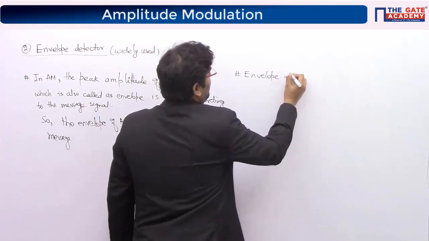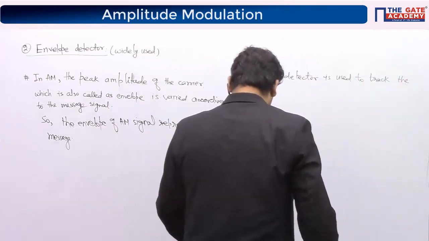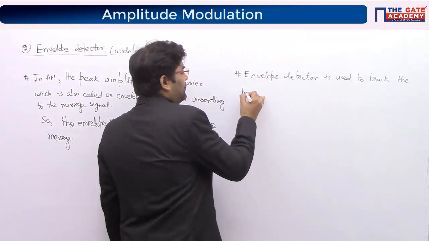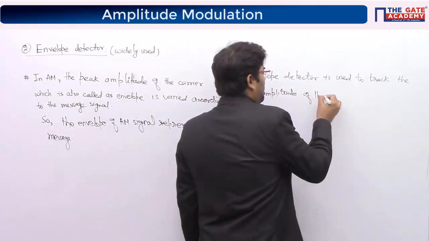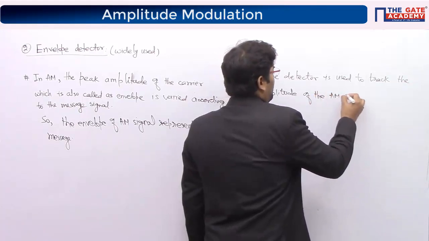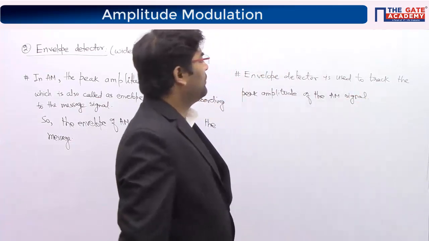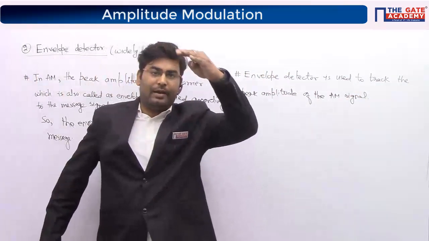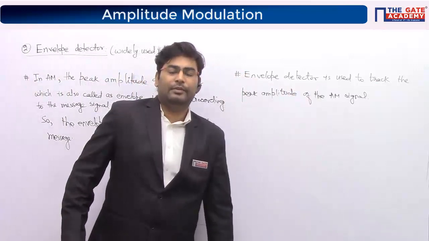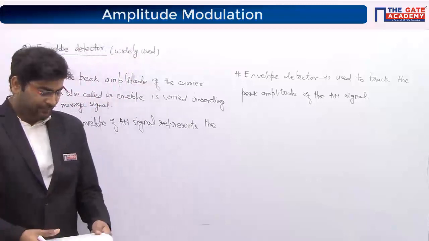Envelope detector is used to track the peak amplitude of the AM signal. So guys, the envelope detector's main job is to track the peak amplitude of the AM signal, and the moment you track it, you get the message signal itself. Okay.